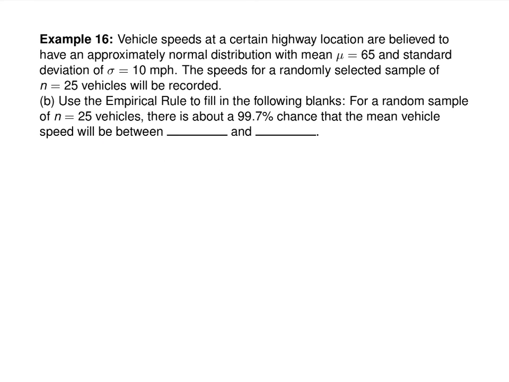Use the empirical rule to fill in the following blanks. For a random sample of 25 vehicles, there's about a 99.7% chance that the mean vehicle speed will fall between what and what? Well, mu plus or minus 3 standard deviations of x bar. So 65 plus or minus 3 times 2. So 59 and 71.